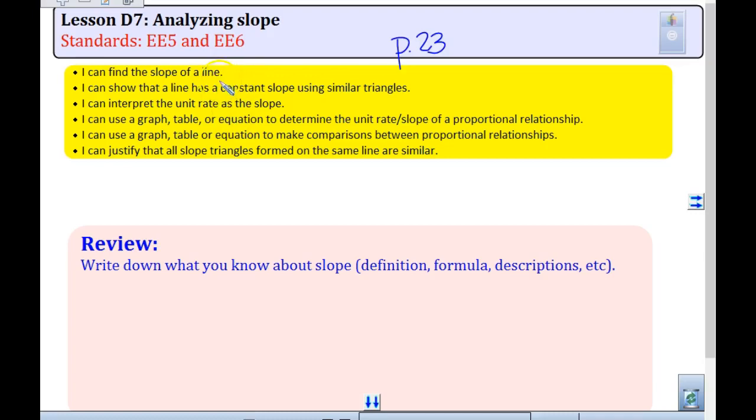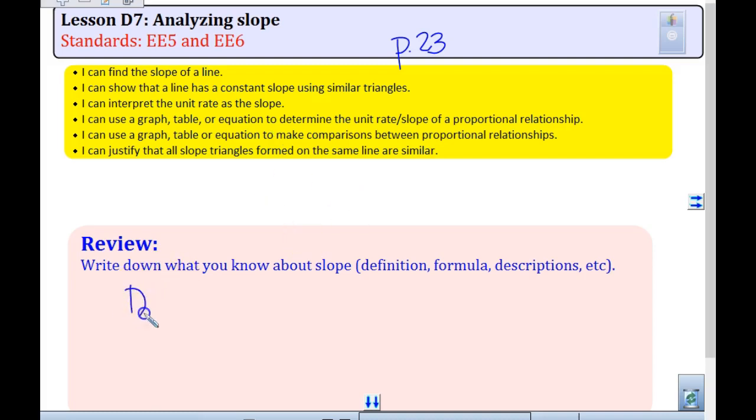So we're going to be asked to find the slope of the line. We're going to show that it's constant with those similar triangles. We're going to show unit rate and slope can be interpreted as the same thing. Again, we'll look at our graphs, tables, and equations. So as we are working on this, you please set that aside.